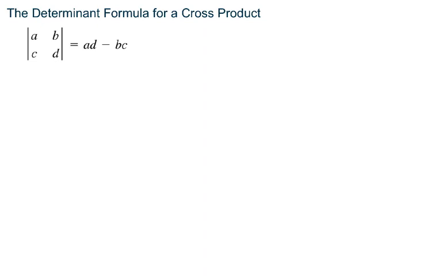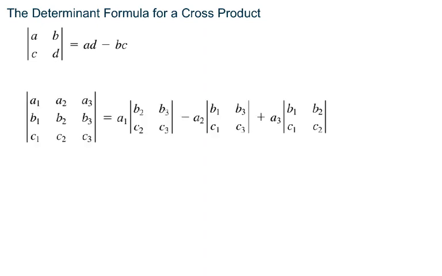But in this situation, we're going to be dealing with a 3 by 3 matrix. So now we have a matrix with 3 rows and 3 vertical columns. And these numbers in front, A sub 1, A sub 2, and A sub 3, are all coming from that top row. So it's A sub 1 times the determinant of these 4: B sub 2, C sub 2, B sub 3, C sub 3.